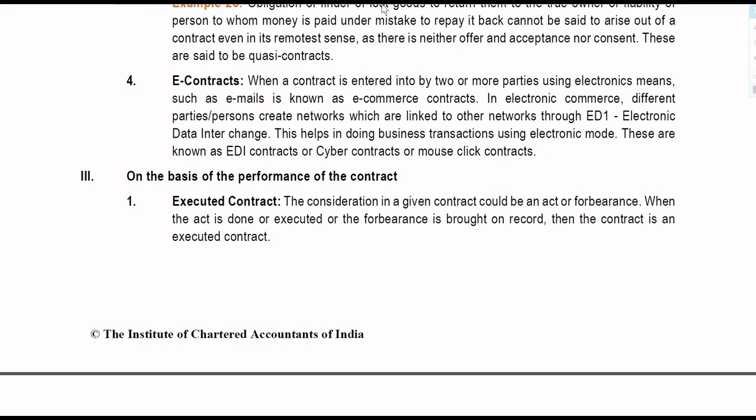On the basis of performance of contract, executed contract.